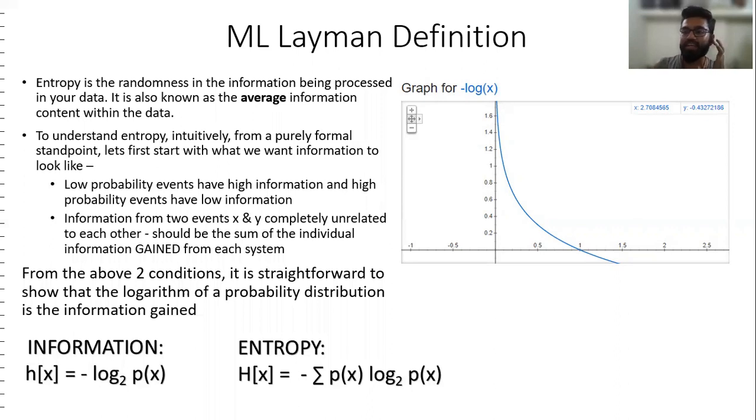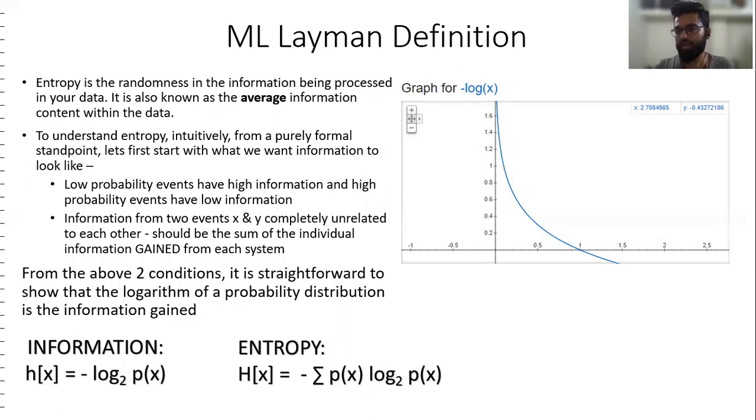And the second is the information from two events, X and Y, which are completely unrelated to each other. The total information needs to be the information gained from each of these systems separately. So there is an additive property over here. That's very important. Now, if you look at the second assumption, it says that the information from two unrelated events needs to be the summation of the information gained from each of these systems.